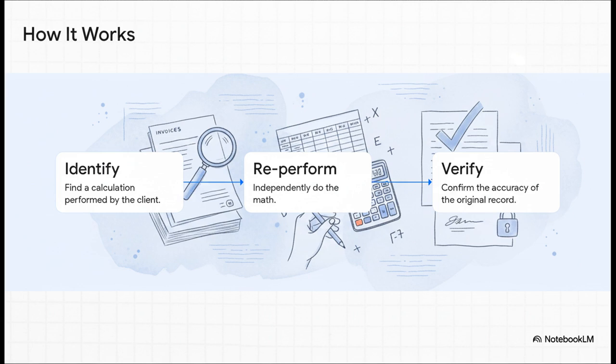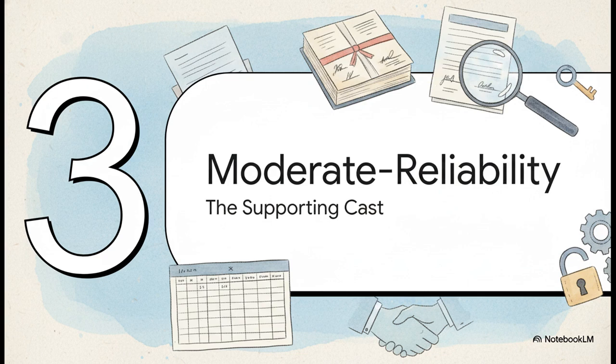Simple as that. Okay, let's shift gears and move down a level to the moderate reliability evidence. Now think of this stuff as the supporting cast. You're going to see a lot of this during an audit. It's absolutely essential, but it takes a bit more professional judgment to figure out how much you can trust it.